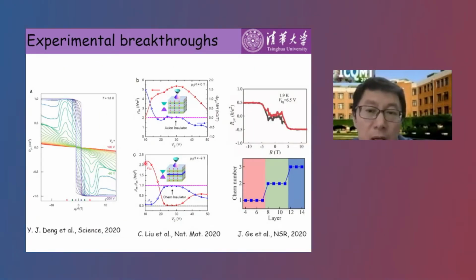Soon, several remarkable breakthroughs have been experimentally realized in manganese bismuth telluride, including the quantized anomalous Hall effect, even at zero field, a phase transition from a Chern insulator to an axion insulator to a Chern insulator, and the observation of a high Chern number Chern insulator.